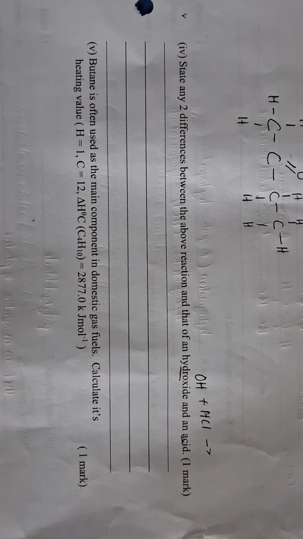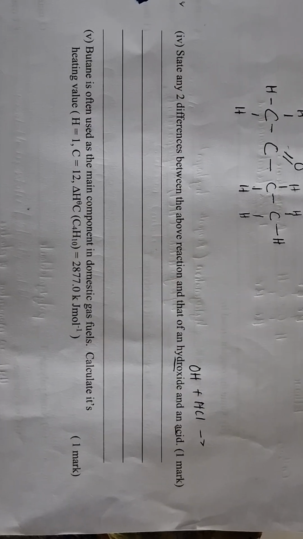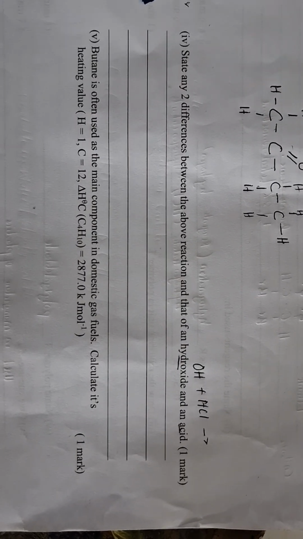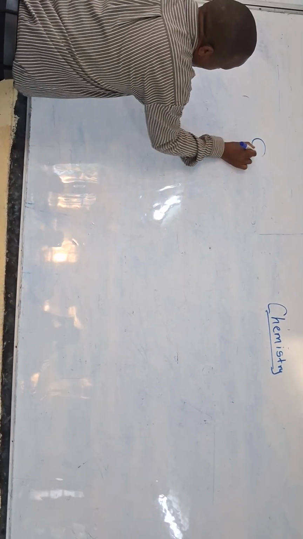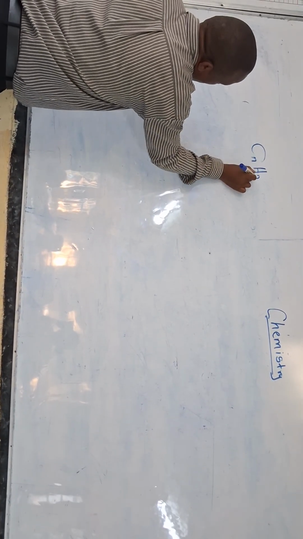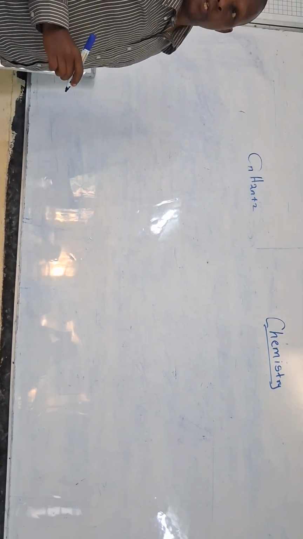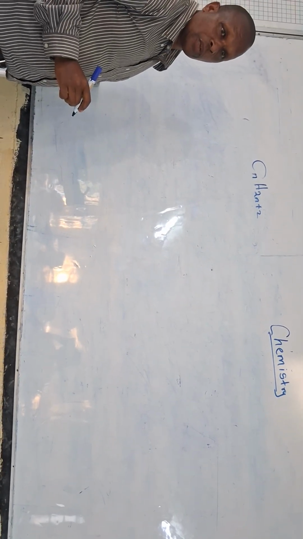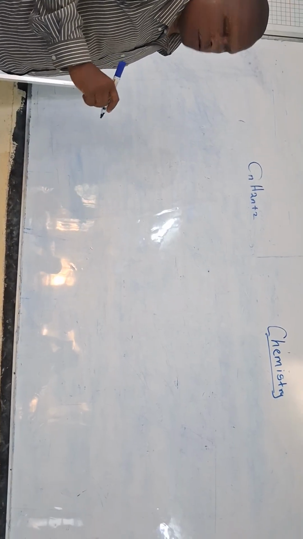Butane is often used as the main component in domestic gas fuels. Calculate its heating value. The general formula for alkanes is CnH2n+2. Now butane is an alkane which has got how many carbon atoms? 4. But is the prefix for 4.